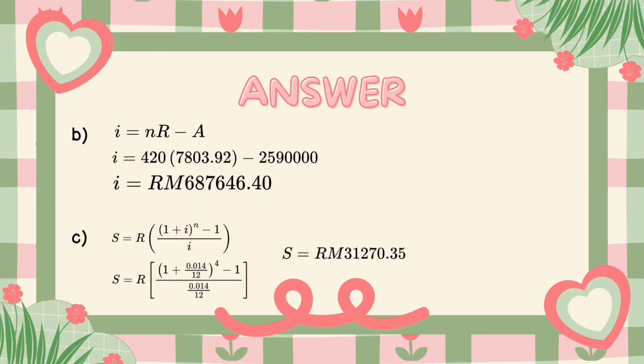Okay, for next question. If he fails to pay the first 3 monthly payments, find the amount he has to pay on the 4th payment in order to settle the outstanding arrears. Okay, so we can use S formula, which S equals to R 1 plus I power of n minus 1 divided by I. So we replace the information into the equation. So we calculate and we get the answer 31,270 ringgit 35 cent.